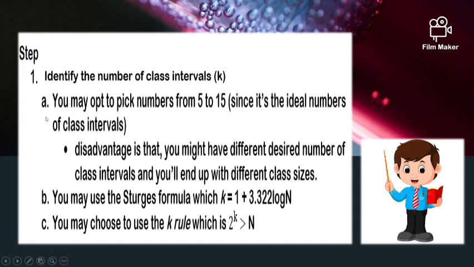The common one is A. You are just to pick your desired number of classes. Letter B, you use the Sturges formula, and letter C, you use the k rule, which is very simple. I will guide you how to do it later.